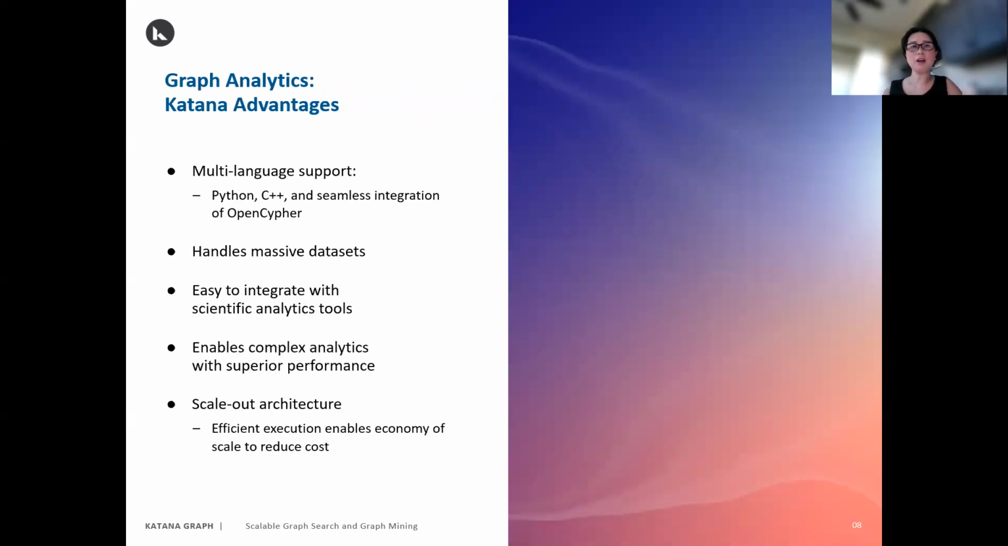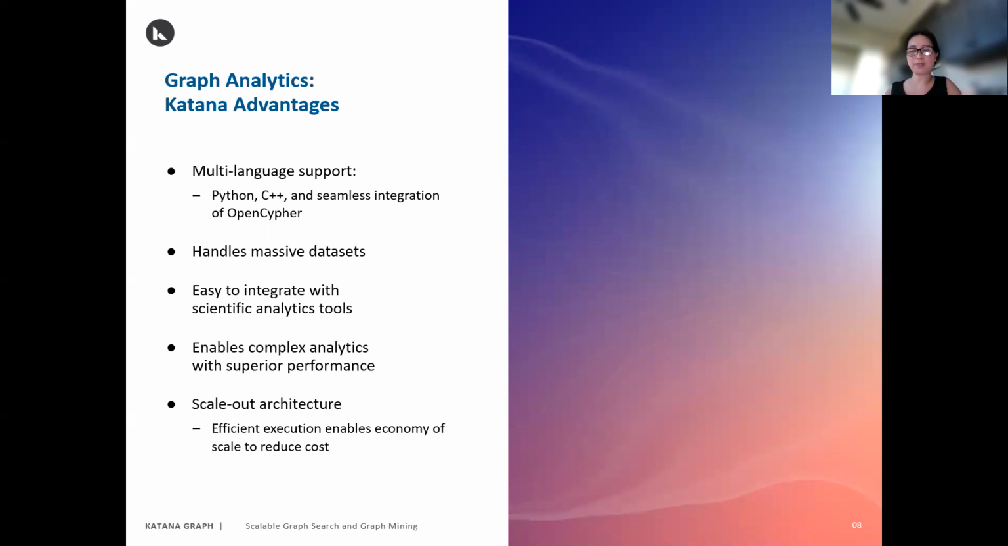In general, Katana Graph provides multiple language support. All the backend technology in Katana is implemented in C++, which is computationally efficient. And on the front end, for the user, we use Python. So with any Python editor like Jupyter Notebooks, you can easily access our product. We also provide seamless integration with OpenCypher. If you are familiar with OpenCypher, you can easily write your OpenCypher query on our platform. We can handle massive data sets.